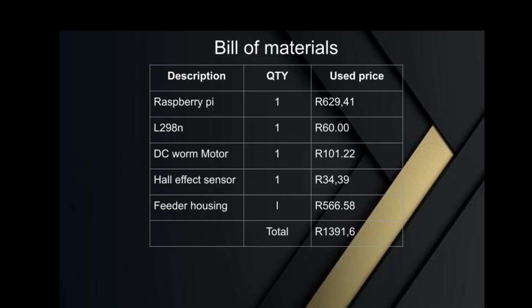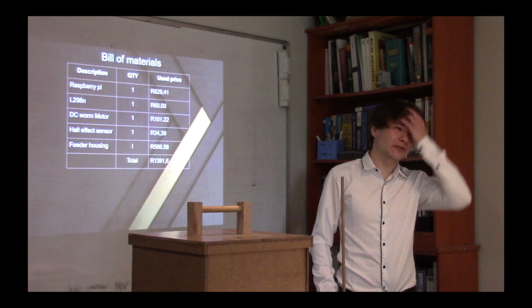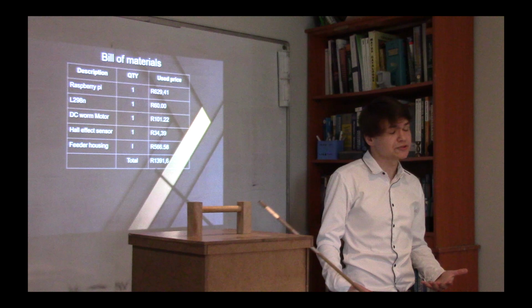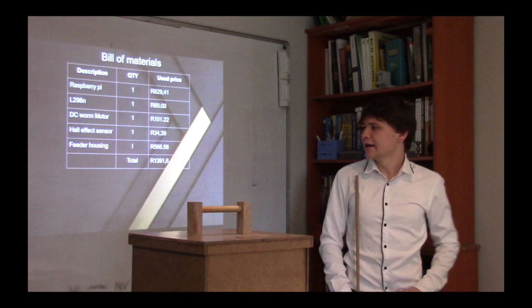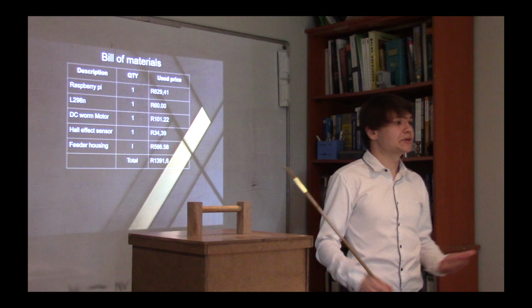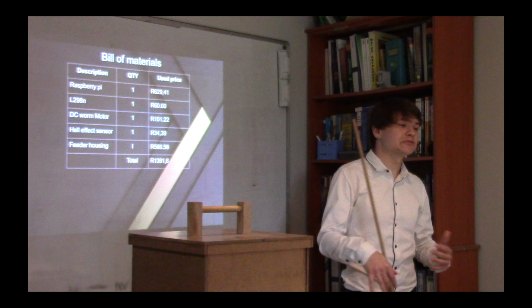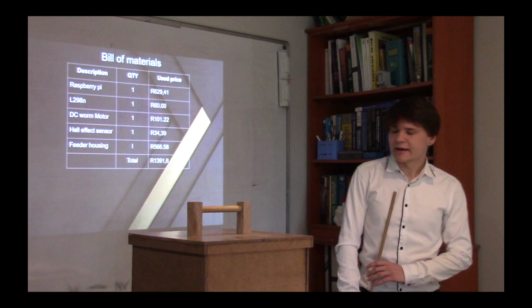So this is my bill of materials. The only expensive thing would be the Raspberry Pi. They can range from like 600 Rand up until 1500. So you have to make sure that you use the most cost efficient one so that money isn't wasted. The second most expensive would be the feeder housing, which will also depend on which material the feeder will be made of. I want in the future to have different sizes of feeders for the amount of pets. But yeah, the total would be 1,391 Rand and 6 cents.